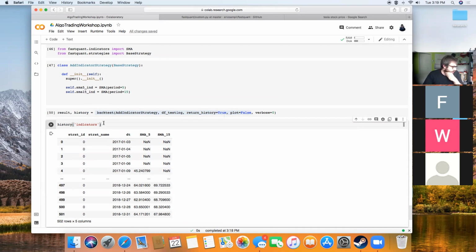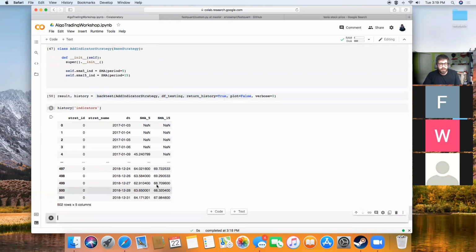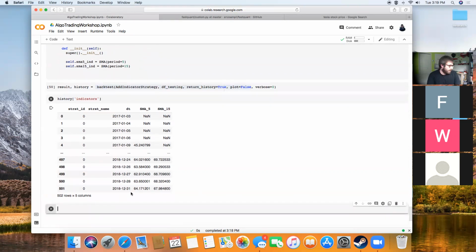So to do that, we'll use something from the data frame called merge, like in pandas. Let me just keep this so we can keep it as reference. So let's call this DF testing with indicators. Very long name. I don't think it's a good idea, but let's keep it.